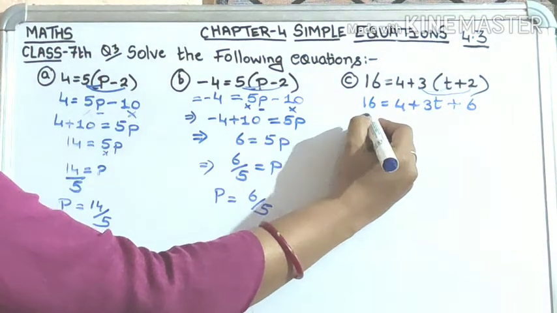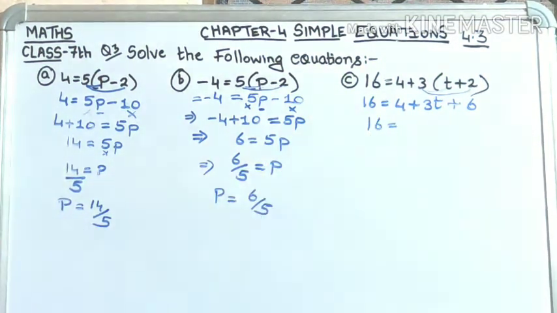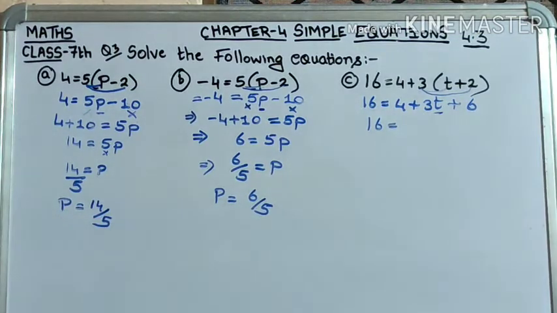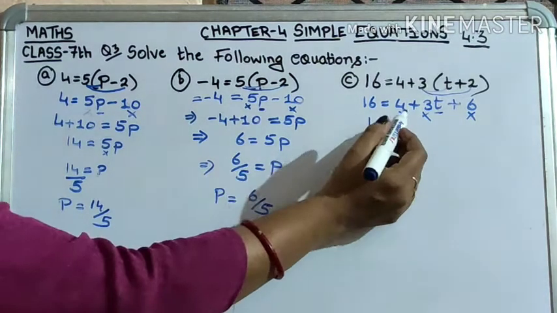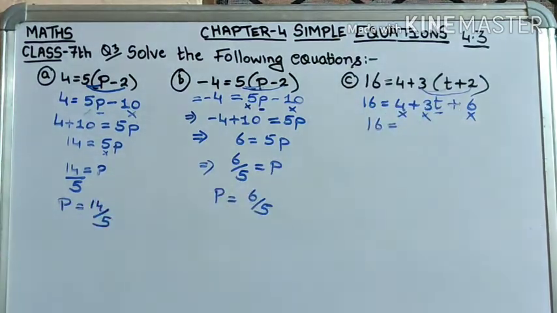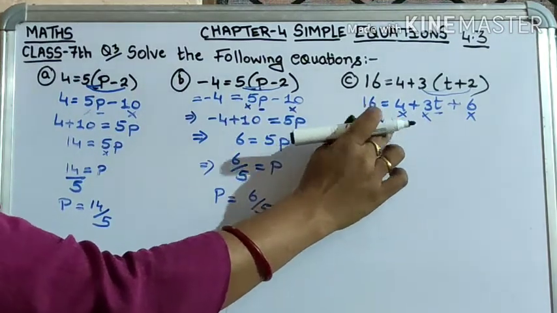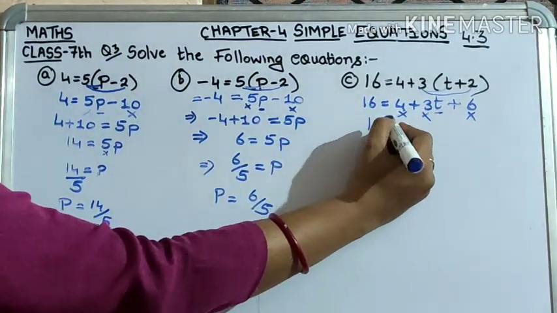Okay. Now 16 equal to 4 plus 3t plus 6 is given. So first what we can do, either we can transfer all the numbers, and with the variable t, 3 terms are given. One is 3, one is 4 and one is plus 6. Means we have to transpose these 3 terms. So first what we can do, we can transfer this 4 and 6. These are the numbers without variables. Variable is not given with them. So we can transpose both these numbers.